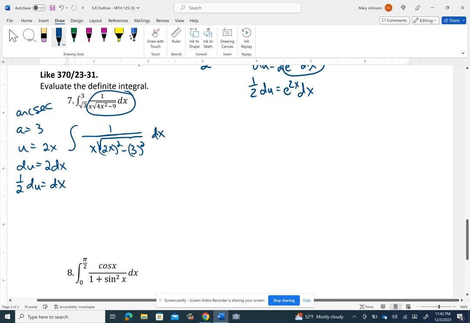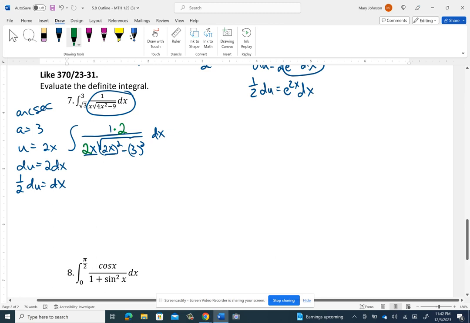I'll put the limits back on when I'm getting ready to do it, but I'm not ready to do that yet. So do you see that what I have here is a 2x, u is 2x, so this should be 2x. So we're going to do what we did on an earlier one. I can put a 2 there as long as I also multiply by 2 there.